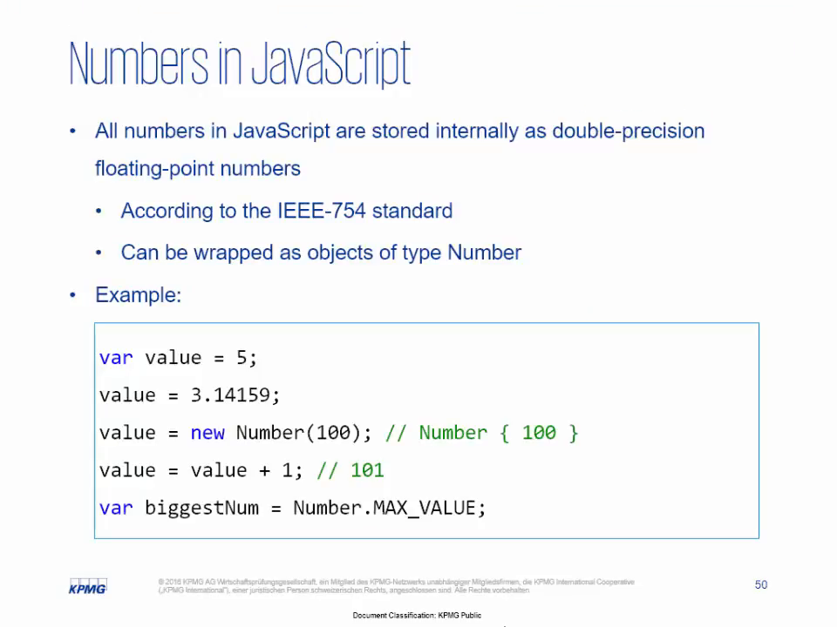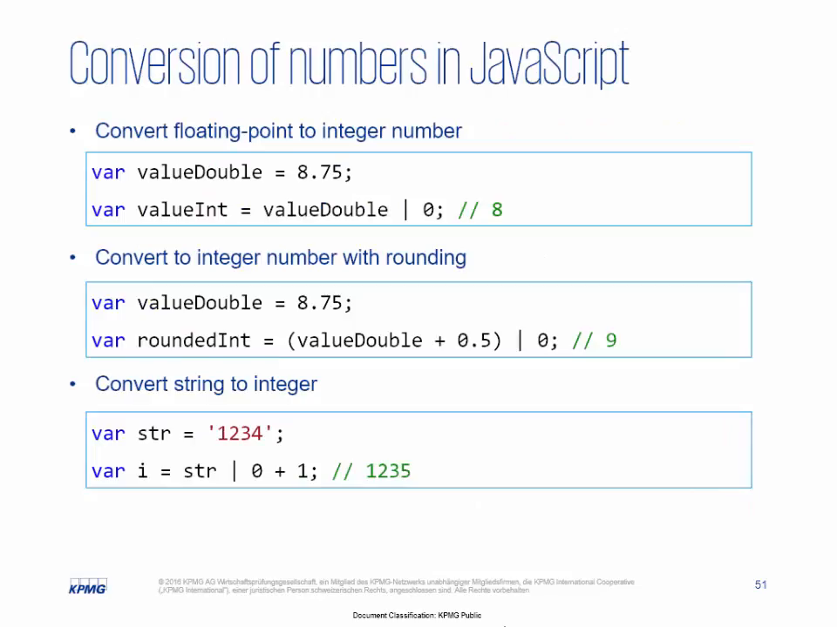So numbers in JavaScript, there's only one object called number. There's only one data type called number, and numbers are double precision, meaning 64-bit floating points, like I mentioned. There are ways to convert numbers between different types, and there are various ways to achieve this. This is a common trick, and it's quite cool. You see here that we have a floating point 8.75. We take this number and we do a bitwise OR 0.